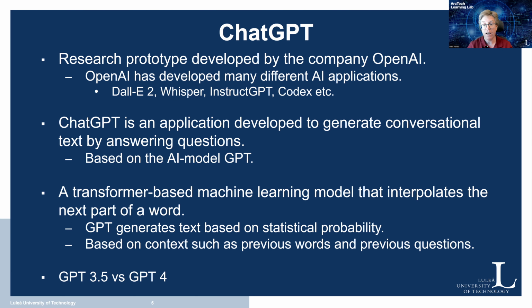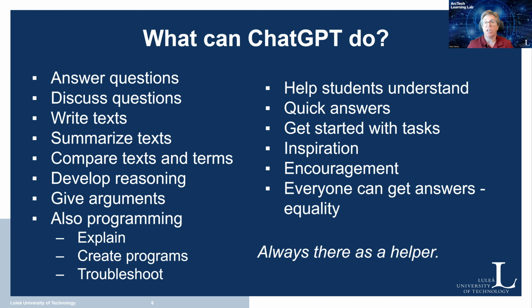So based on the context, the previous words that it's answered, and the context I've given it, it will then give me text back. Having said that, it does this very, very well. And sometimes it's really scary, impressive, good in how you can reason, etc. with it. So what can we do with ChatGPT, this AI engine for generating text?